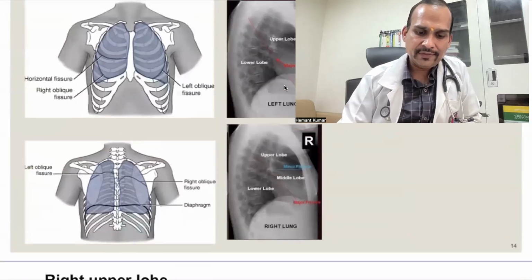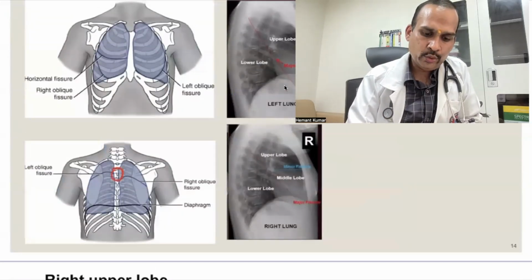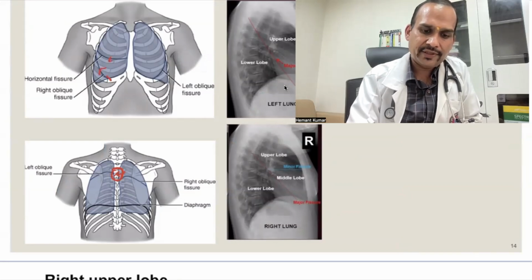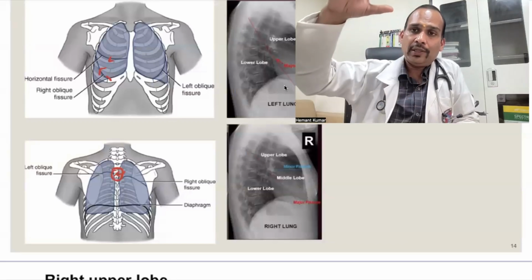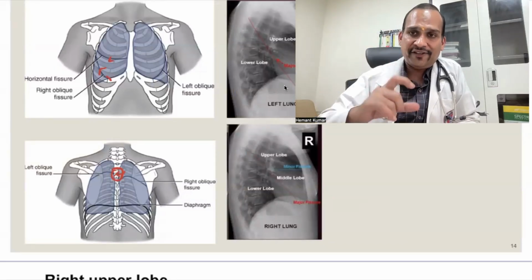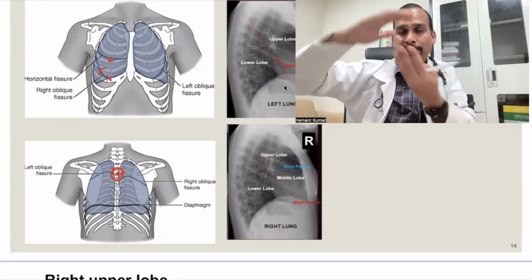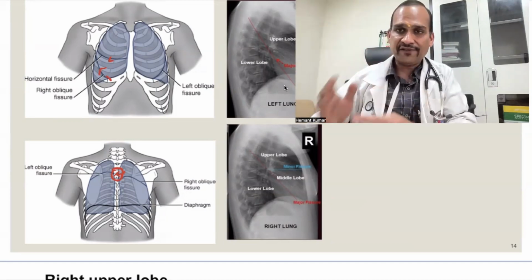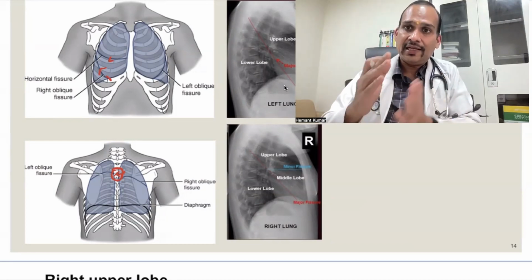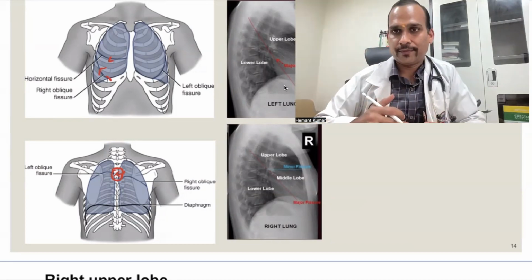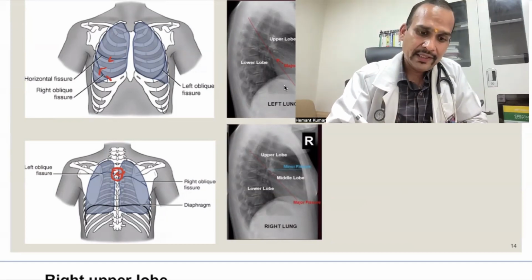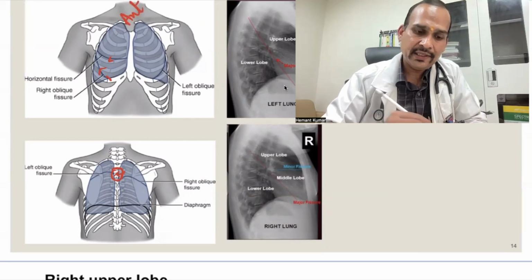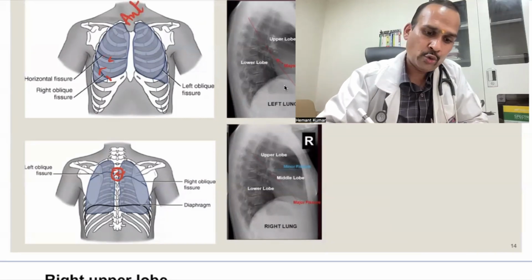In the X-ray, you can see here is T2, here is the major fissure, and this is the minor fissure. The major fissure divides the lung into upper lobe and lower lobe, and the minor fissure divides the upper lobe into upper lobe and middle lobe. On the left side, the major fissure divides the lung into upper lobe and lower lobe. If you see carefully, anteriorly, the majority of the portion is occupied by the upper lobe.